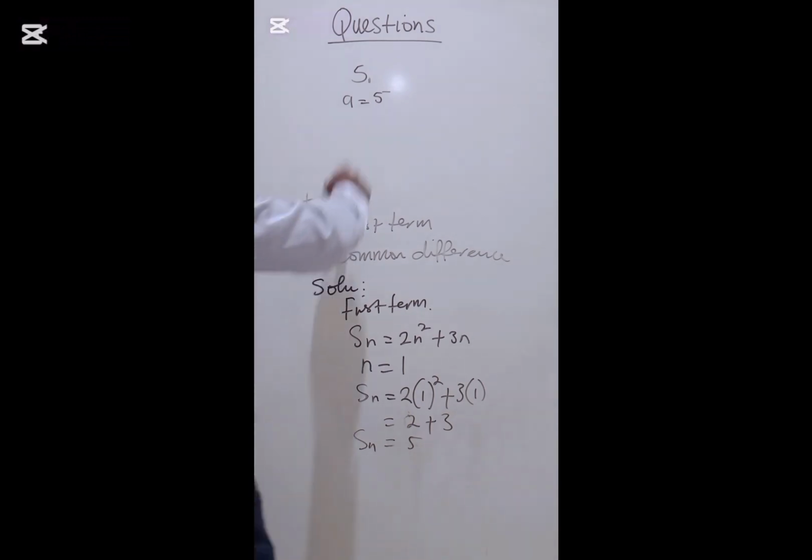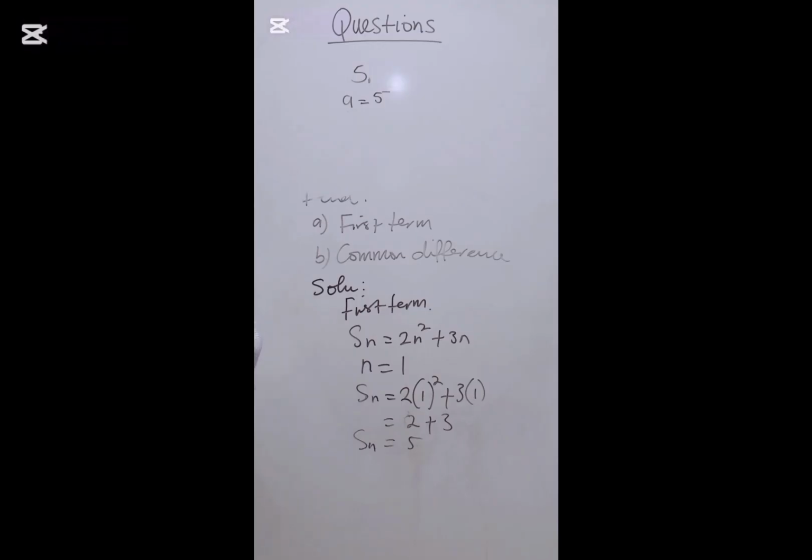So 5 is also the first term of the sequence. The question says that we should look for the first term. So we have the first term, which is equal to 5. The question also says we should look for the common difference. So how do we find the common difference? We have the first term already, so we have to look for the common difference.